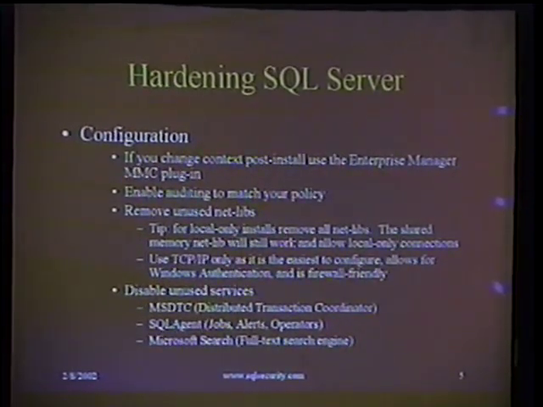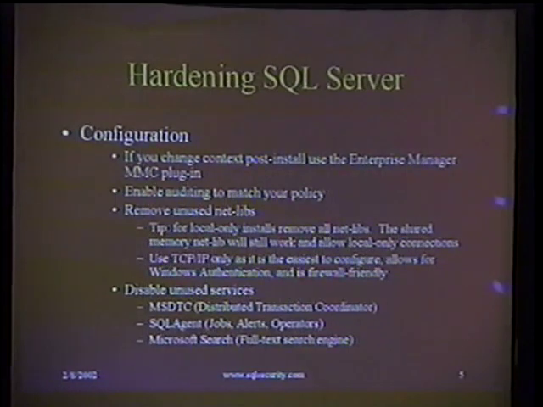Use TCP/IP as it is the easiest to configure. It allows for Windows auth and is firewall friendly. This is just a general rule; there's nothing else that you're really going to need. They've already basically slated the others for obsolescence. The IPX netlib and all that stuff has to go away because none of it supports multiple instancing.